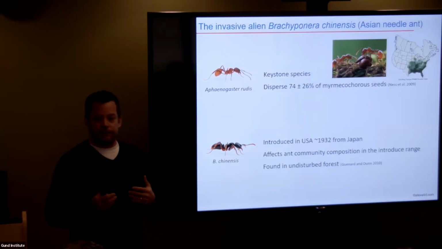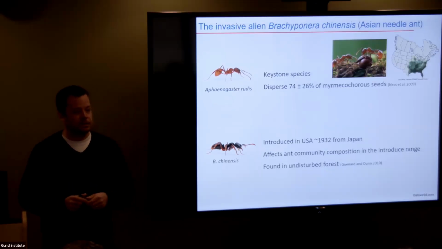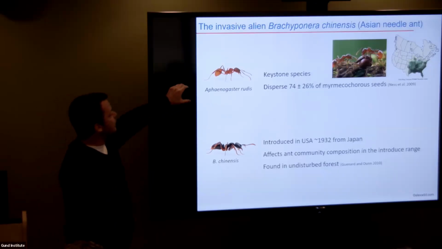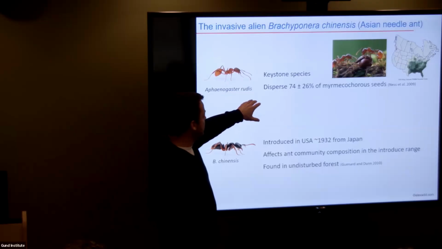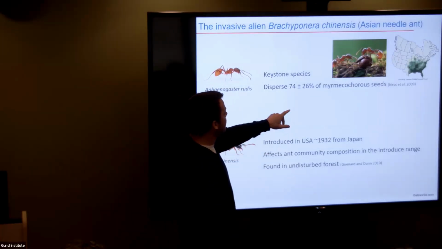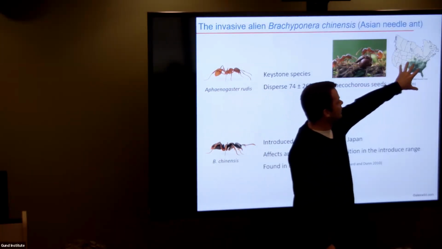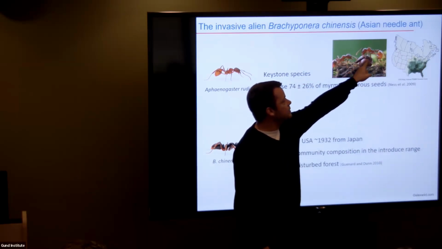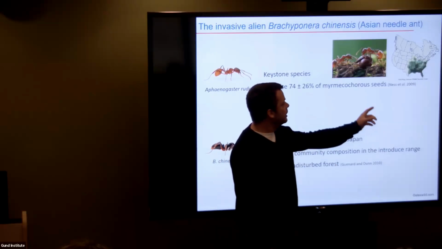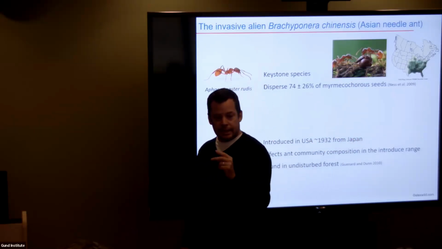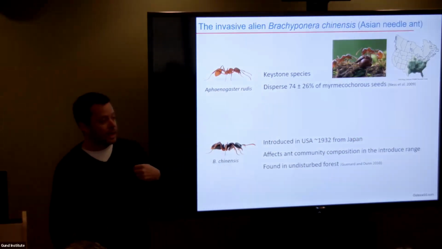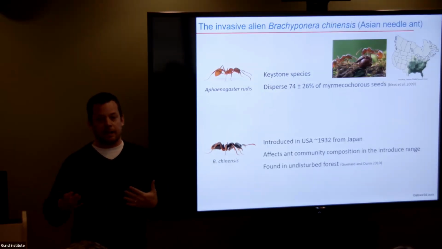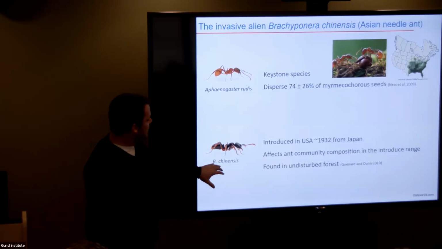So I'm going to give you a couple of examples of research I have been conducting in the lab on these indirect impacts. Aphaenogaster rudis, a keystone species, disperses around 74% of Sanguinaria seeds in this region of the US. They look for seeds that have this elaiosome, a lipid-rich body. So they take the seed back to the nest, cut off the elaiosome, feed the larvae with the elaiosome, and then they discard the seeds in the trash pile, which is really rich in nutrients.